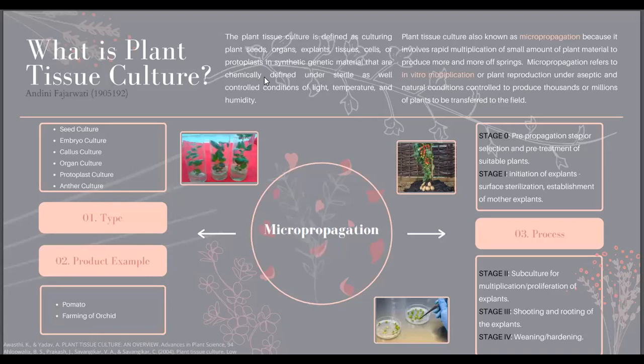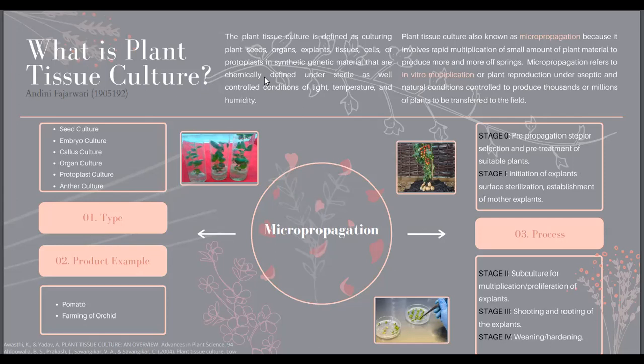In vitro multiplication is plant reproduction under aseptic and natural conditions controlled to produce thousands or millions of plants to be transferred to the field. So aseptic here is when the plant undergoes asexual reproduction that can produce a new individual or a new organism.